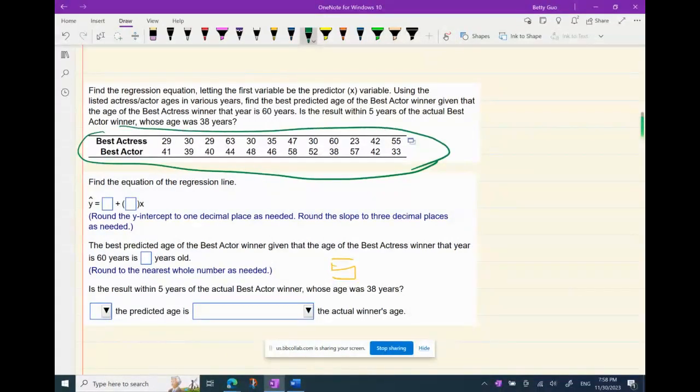The table gives us two data sets, two variables. The first variable is the age of the best actress. The second variable is the age of the best actor. That's all it matters, right? Okay, guys, let's take time to enter those two sets of data in our calculator.